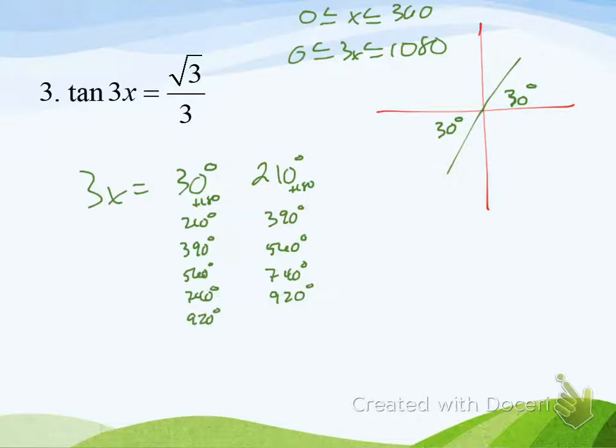And again, we're going to keep going until we hit our cap. Our cap is 1080. So add 180 to 920, and we get 1110. That's too much, so we've got to stop. Okay?